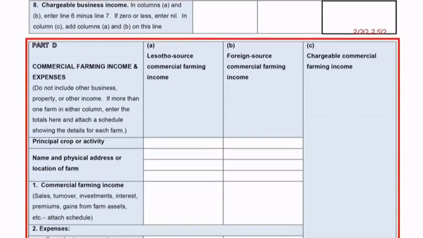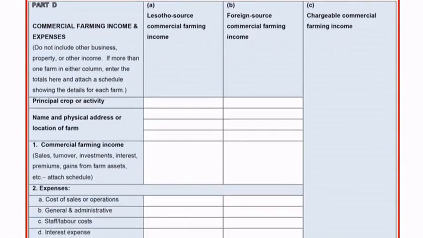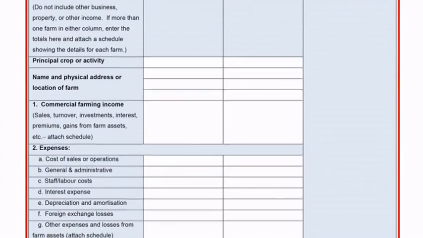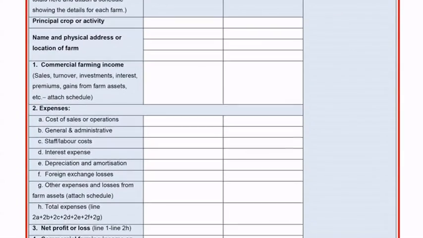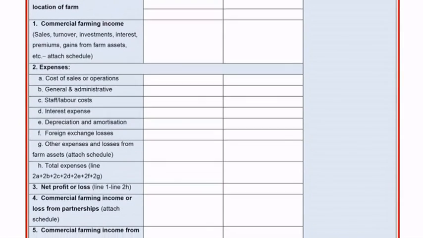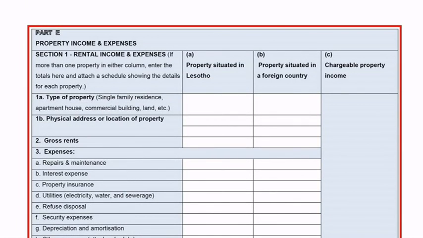Part D. This section is to be filled by commercial farmers. It is filled in the same way as Part C. Part E. This section is to be filled by property owners.